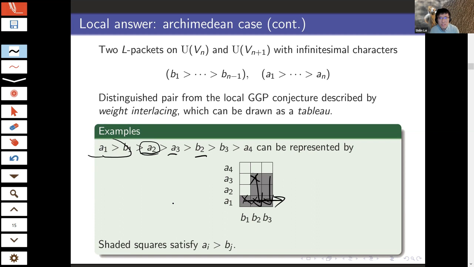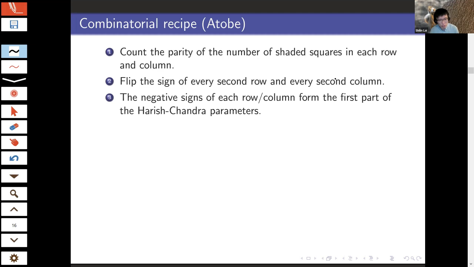There is an exact combinatorial recipe which, given such a tableau, tells you the pair of distinguished representations. This tableau depends only on the relative sizes of those 2n+1 numbers. This was known way before, but it's written down in this way by Atobe quite recently.